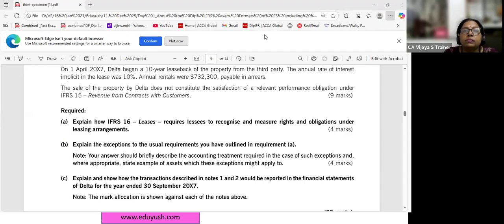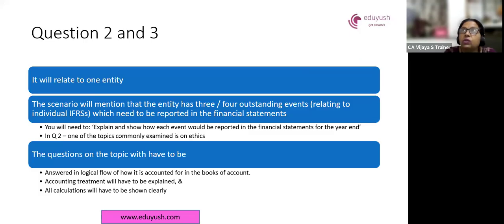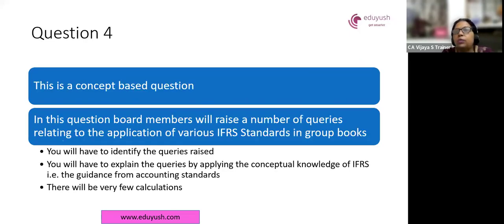Okay. But we do have some bit of theory questions also in our exam. I'll look at it in some time. And then when we go to, so that was question 2 and 3. Now that takes us to question 4. In question 4, it's a concept-based question. So your concepts on IFRS need to be very clear.